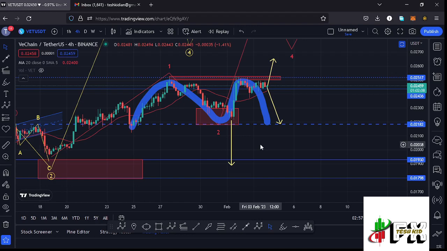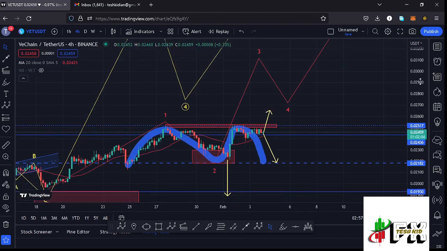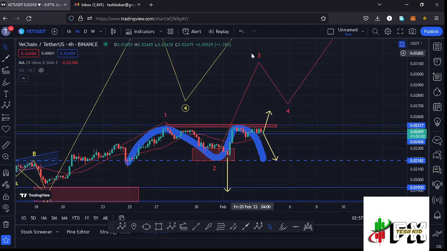But I'm in favor of the formation of that higher Elliott wave count 3, and I'm expecting higher prices to fully maximize our target area. And for that to happen, we also need to manage to break above the high at around the $0.025 mark and also continue holding above the 20-day MA. So that is what I'm expecting on the short-term scenarios.